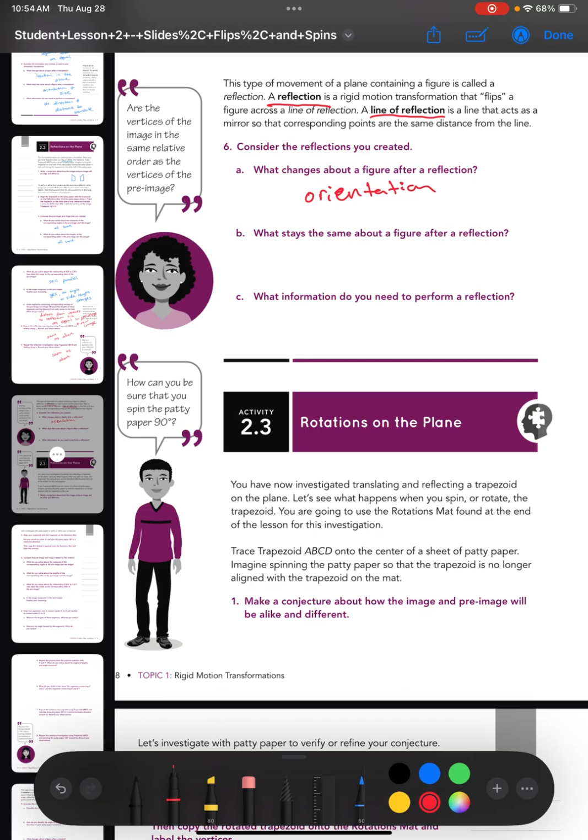So what stays the same about the figure after the reflection? Again, just like before, the angles and side lengths stay the same. And what information do we need to know to perform a reflection? You need to know the line of reflection.